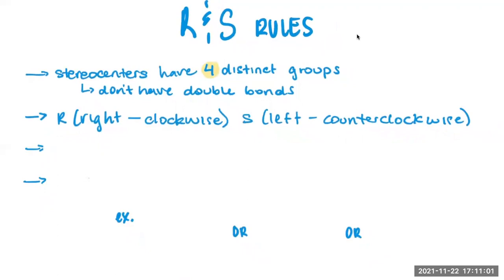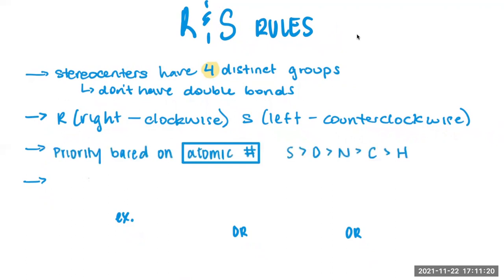Then recognize, R is when we have the priority of our substituents going in a clockwise direction as opposed to a counterclockwise direction. So R stands for right, S stands for sinister, which means left. And then you assign this priority based on the atomic number. Okay, so I just wrote out the common ones that you'll see. This is probably the only ones you're going to see: sulfur, oxygen, nitrogen, and so on.